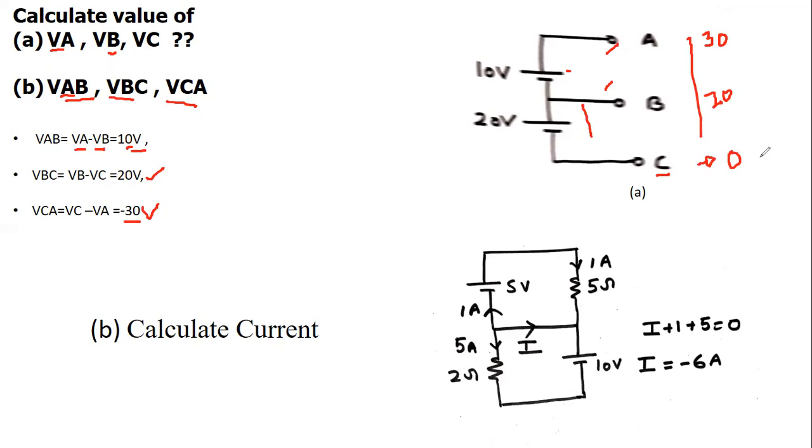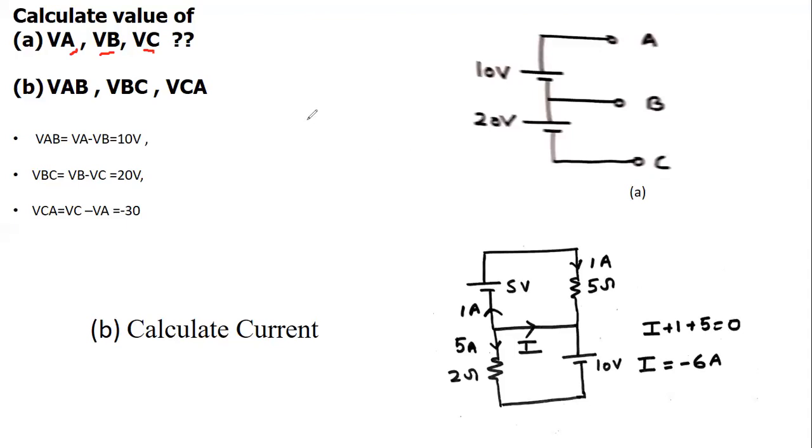If we take the potential of this terminal as 5 volts, then what is the value of VB? Because VB minus VC is 20, in this case the potential of this terminal becomes 25, and VA minus VB is 10, so this potential becomes 35. So without a reference point, or without the reference voltage, you cannot say anything about the potential of a terminal. So the values of VAB, VBC and VCA are clear, and VA, VB and VC depend upon the reference point.